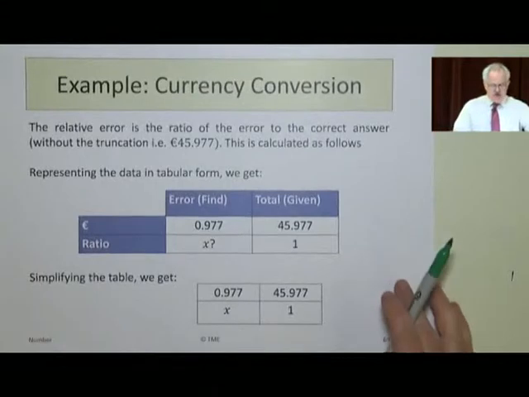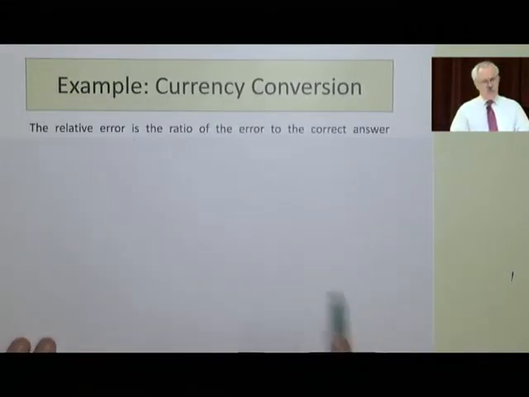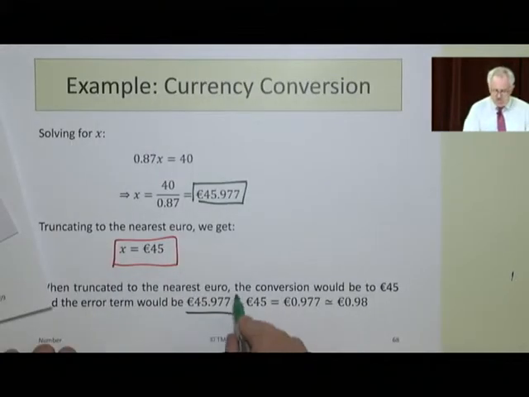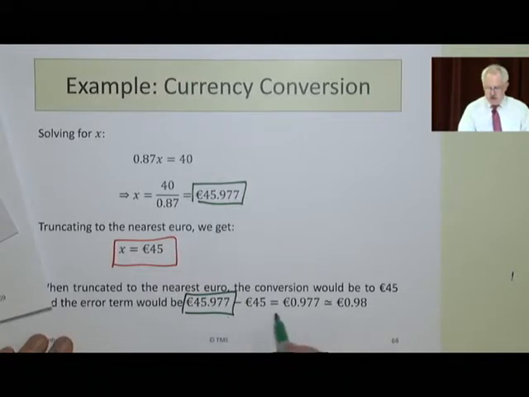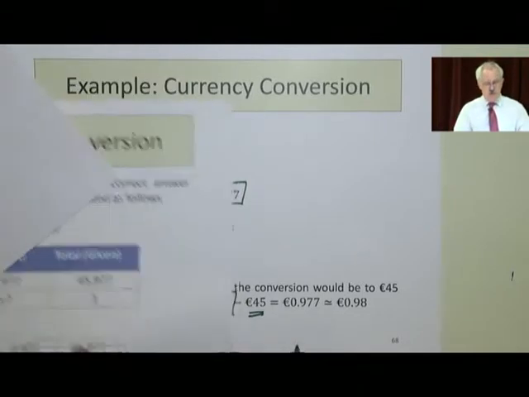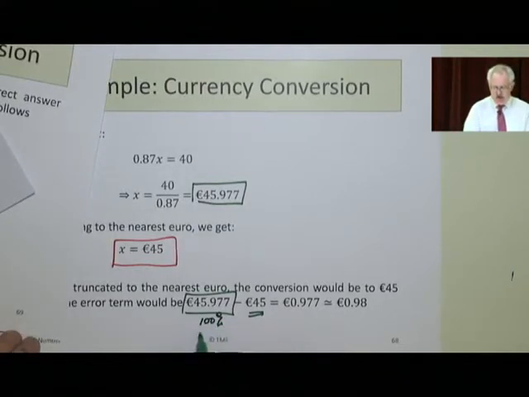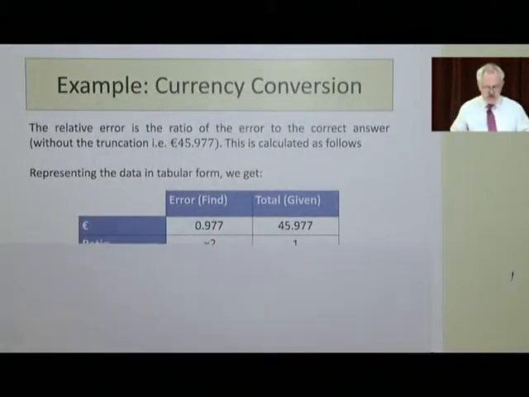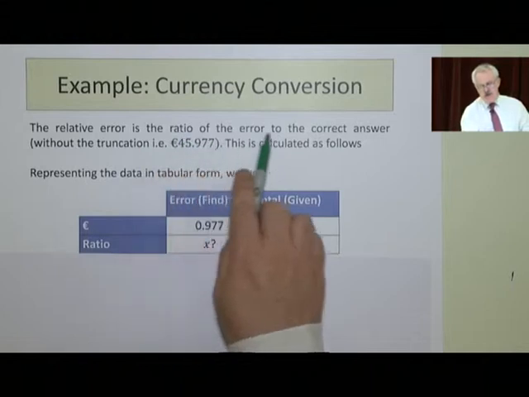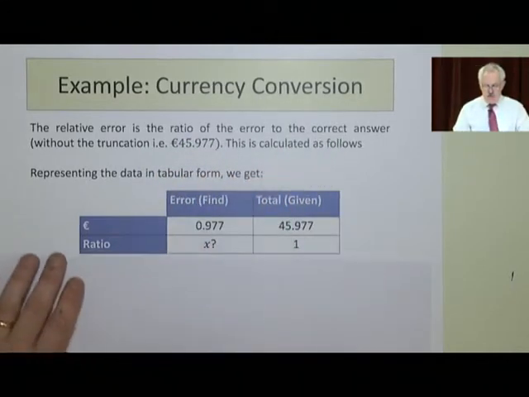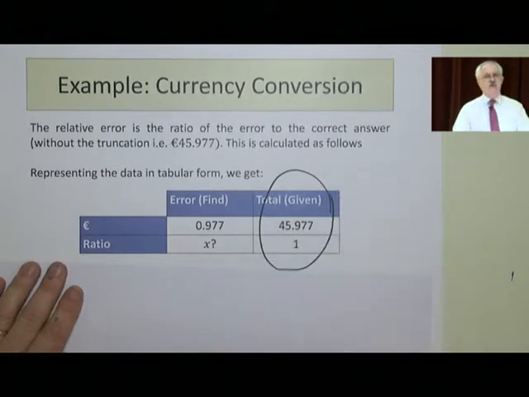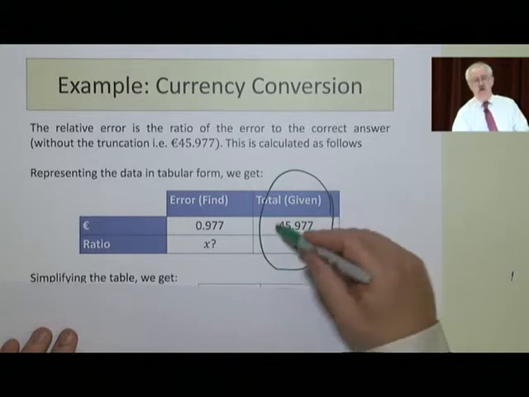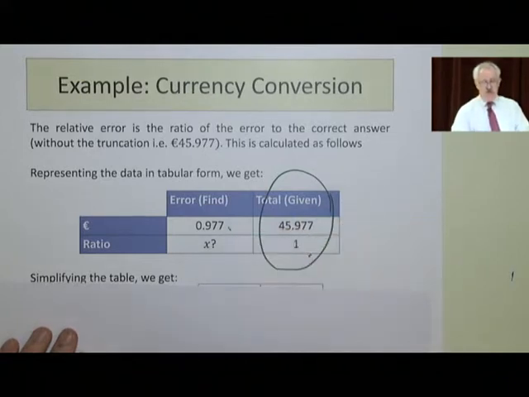The question asked now is, what's the relative error? Well, you thought you were going to get, on the conversion rate, 45.977. And all you got was 45. So in other words, 100% of what you wanted is that, but you didn't get 100%. We can do that either as a percentage or as a ratio. The relative error is the ratio of the error to the correct answer. This is the correct answer. The full amount, 1 or 100%, would have been 45.977.